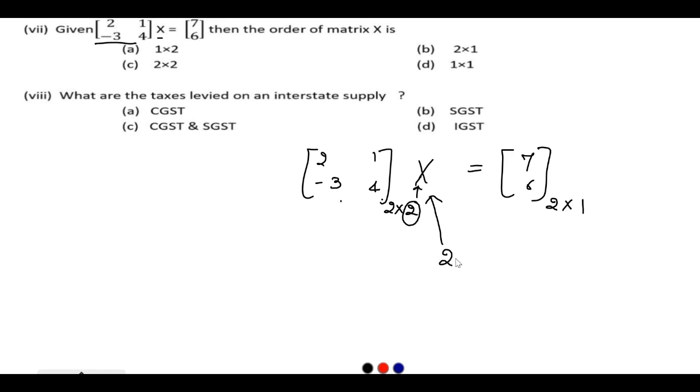Now, the number of columns in the resultant matrix is 1. It means the number of columns in matrix X will be 1. And the order of matrix X is 2 by 1. Then if we multiply this by this, multiplication is possible and the resultant matrix will be of order 2 by 1. Option B is the right option.